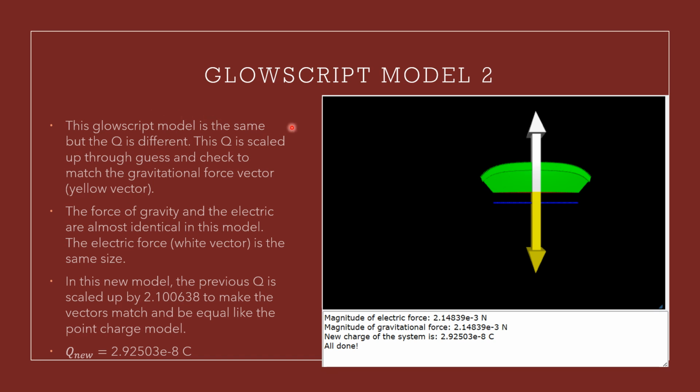This is my second GlowScript model, more revised to be accurate. So in this, the Q is different. The Q is scaled up. They're basically guessing the scale factor. This is to make the electric force, the white vector here, match with the yellow vector, the gravitational force. And these values down here, the magnitudes, also match. In the new model, the previous Q is scaled up by 2.100638 to make the vectors match and be equal like the point charge model. The new Q is 2.92503 times 10 to the negative 8 coulombs.